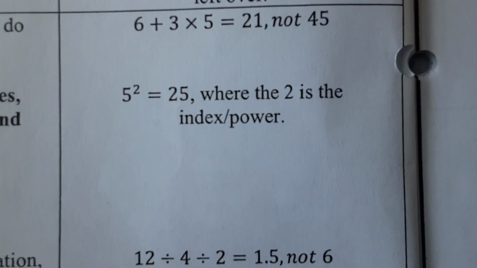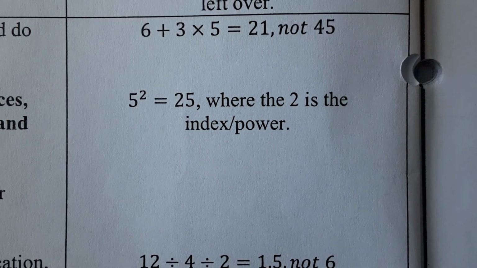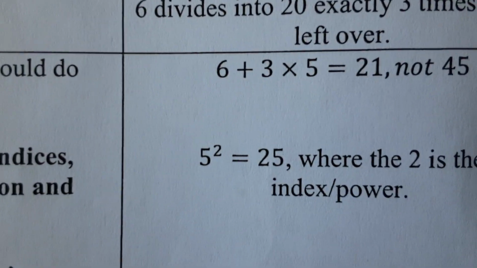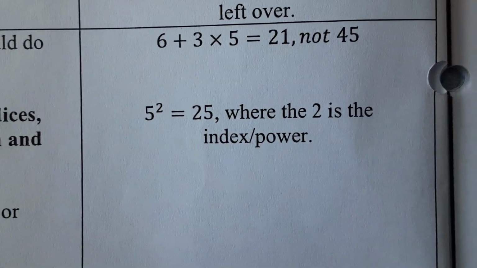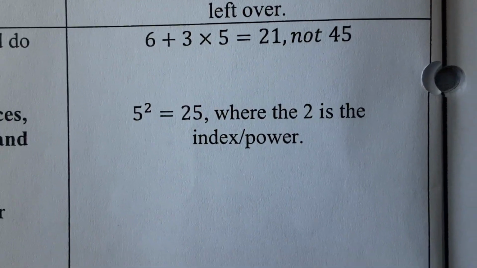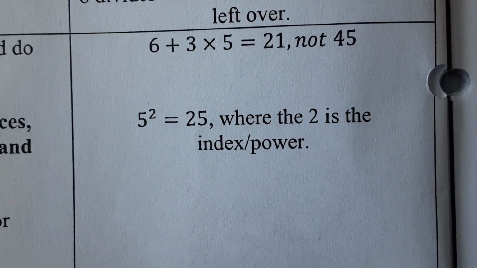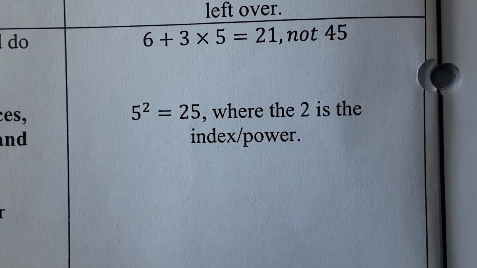Next, 5 squared equals 25, where the 2 is an index power. Okay, so indices. This is the indices. The little 2 there is indices. And in other words, you can say squared, or you can say the power of 2. But usually for 2 and 3 is where you say squared or cubed. So if it was a 3, it would be 5 cubed. If it was a 2, it would say 5 squared.